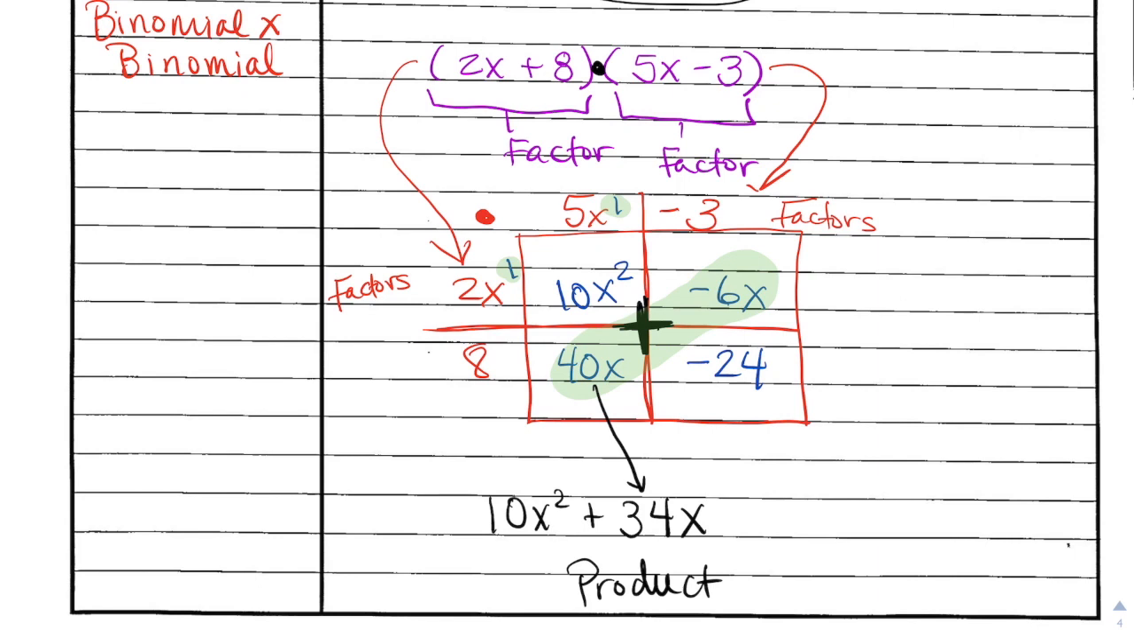And then all I have left now is that negative 24. So I'm going to bring down this negative 24. And that is it. I have my final answer. This is my product, or my end result of multiplying a binomial times a binomial. Right? And then that is the box method.